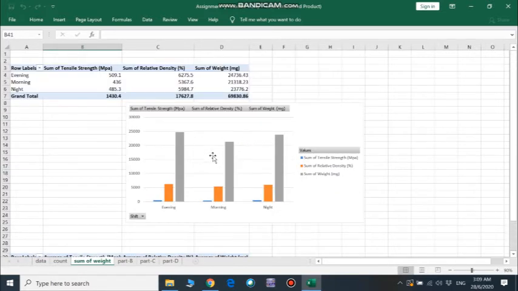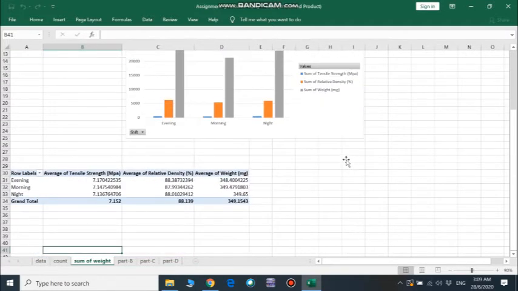As we can see in this graph, the gray one is representing the sum of the weight, the orange one is representing the sum of the relative density, and the blue one is representing the tensile strength in megapascal.